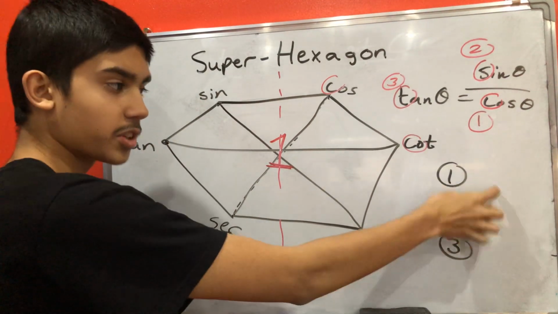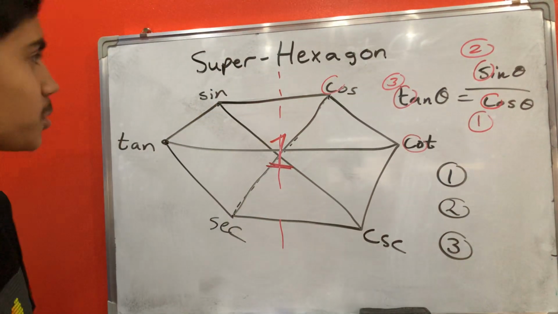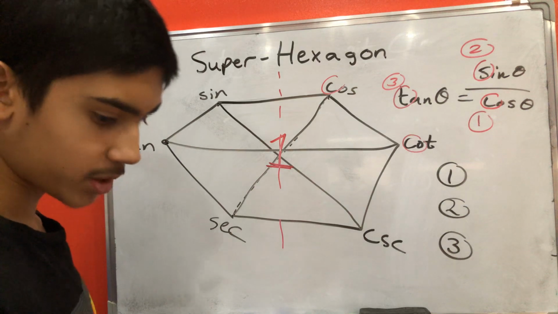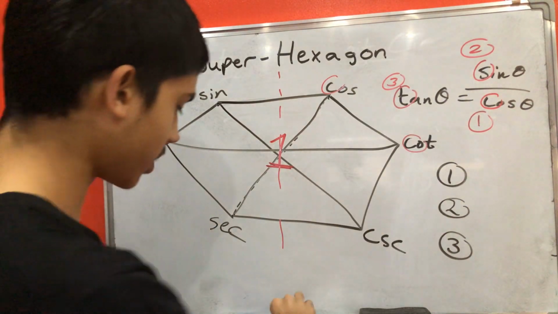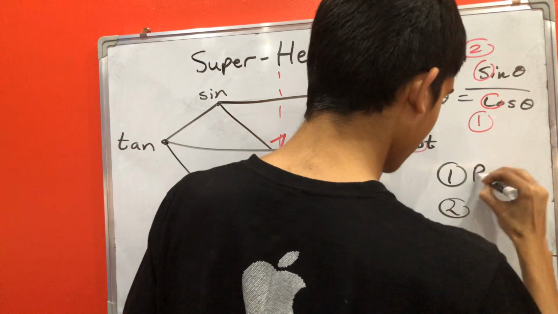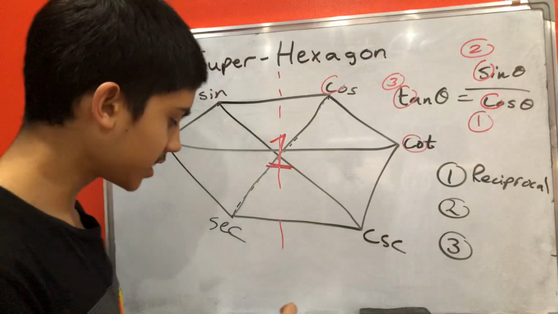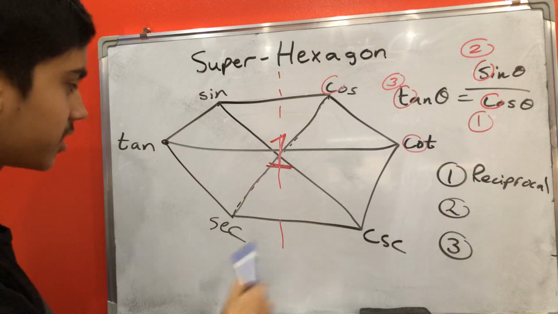Now we can get 3 identities, and each identity will give us 6 formulas, and that's so useful. Okay, so the first one. First thing we can do is that we don't have to remember. It's called the reciprocal identity. Reciprocal. What this is basically saying is that anything that is opposite from each other is the reciprocal.